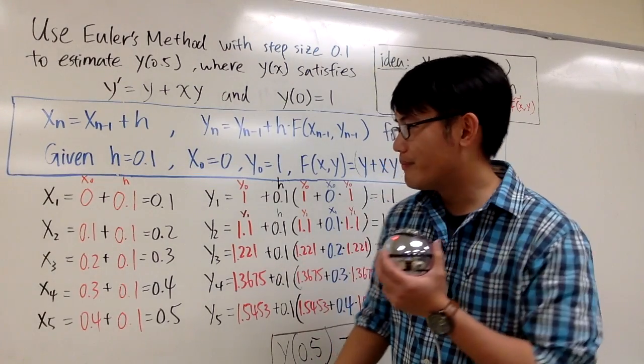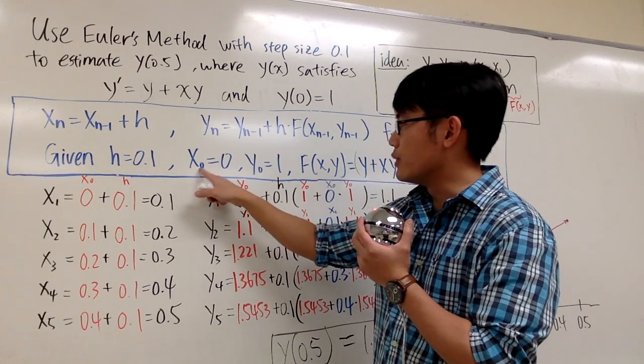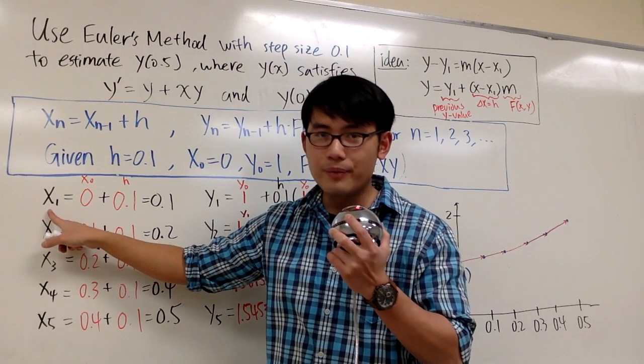Okay, here we go. Run through the formula. First of all, we know our starting x value is at 0, and then we are going to go to the next x value.